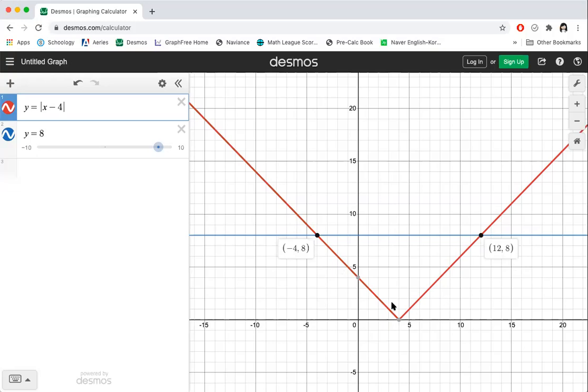So the question is asking for which x values the red graph, which is absolute value of x minus 4, is below the line 8. We already said that is this middle part. And so what two x values would that be in between? -4 to 12. Okay, between -4 and 12.